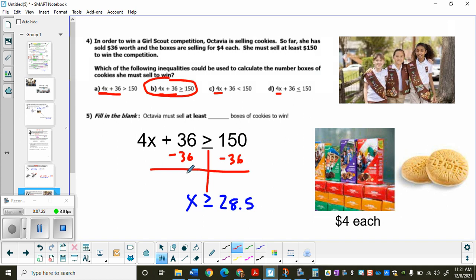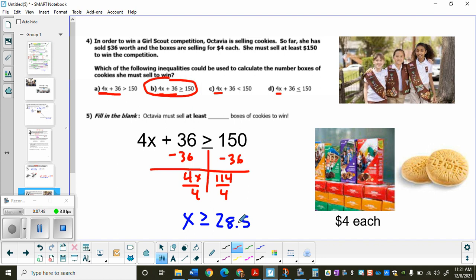And sorry, I skipped a step. There's the 4X that I bring down, and then this was the 114. And then I just divided both sides by the 4. It wasn't a negative number, so I didn't flip my symbol. And we're saying that she needs to sell more than 28.5 boxes.